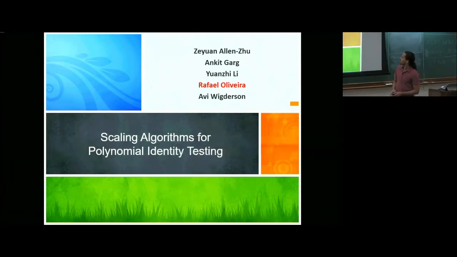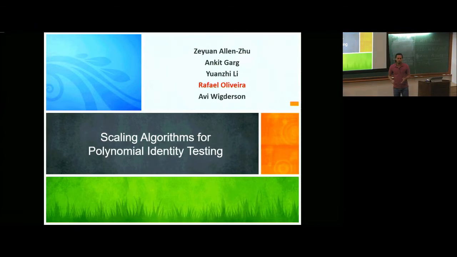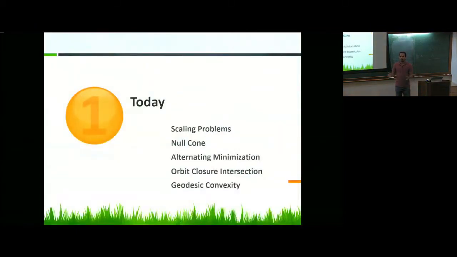And today I'll continue Ankit's talk. This is joint work with Zewan Alenzu, Ankit, Anjali, and Avi Wigderson. The broad title is Scaling Algorithms for Polynomial Identity Testing. Today we're going to see two scaling problems that Ankit already alluded to, which are matrix scaling and operator scaling. We're going to revisit the definition of null cone, talk about some alternating minimization algorithms, and see a different algorithm to solve the orbit closure intersection.